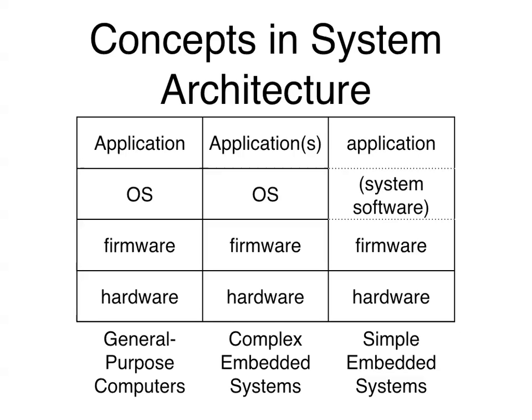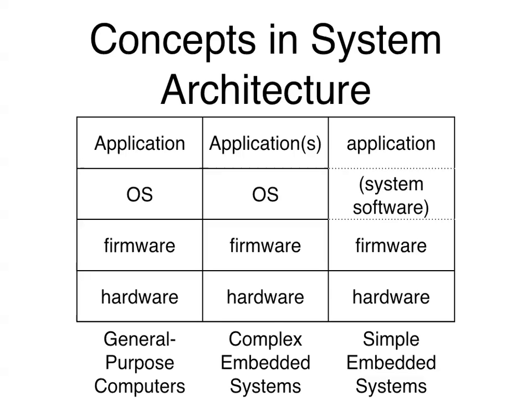Now, here is a comparison from chapter 1 of the textbook, and I redrew it slightly just to show some difference. In the left column, you have general purpose computers, and you could roughly divide it into a hardware layer, a firmware layer, an operating system, and an application layer. These four. Of course, each layer can be divided further.